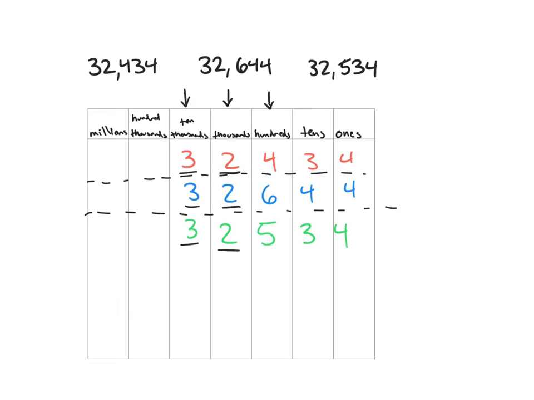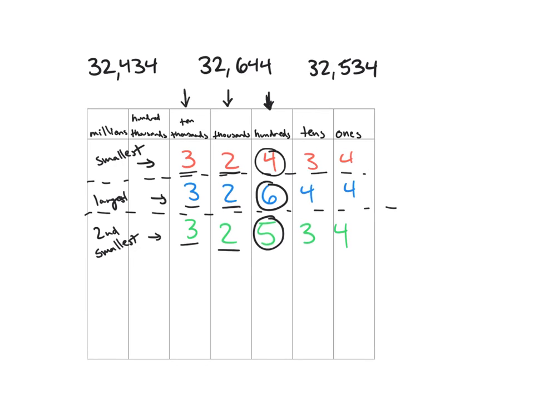So I'm going to look at what is the smallest value in the hundreds place. And when I do that, it looks like 4 is the smallest value in the hundreds place. So I know that this number right here is the smallest. So 32,434 is the smallest number. So then I'm looking for the next smallest number, and it looks like 5 is smaller than 6. So I know that this is the second smallest, or just the middle. And that leaves the last one right here with the 6 in the hundreds place being the largest number in the bunch.